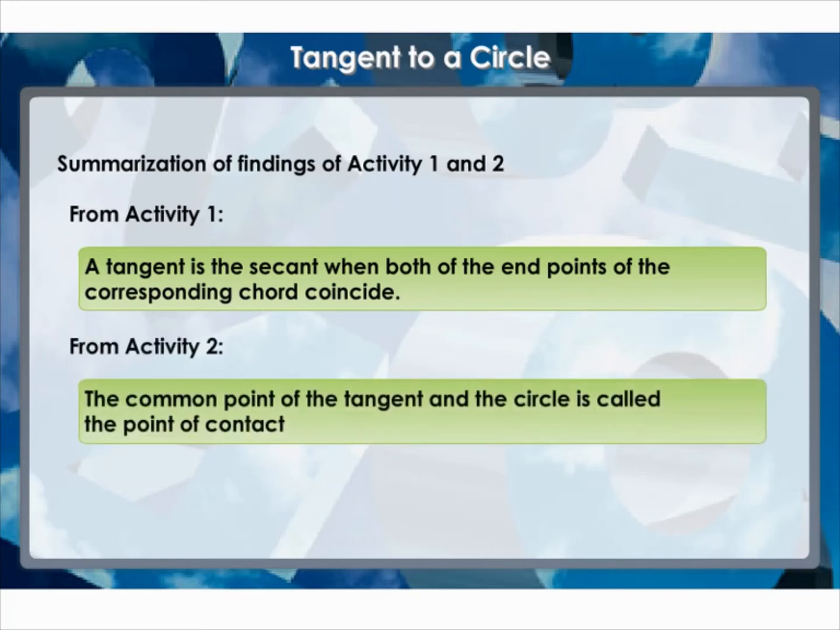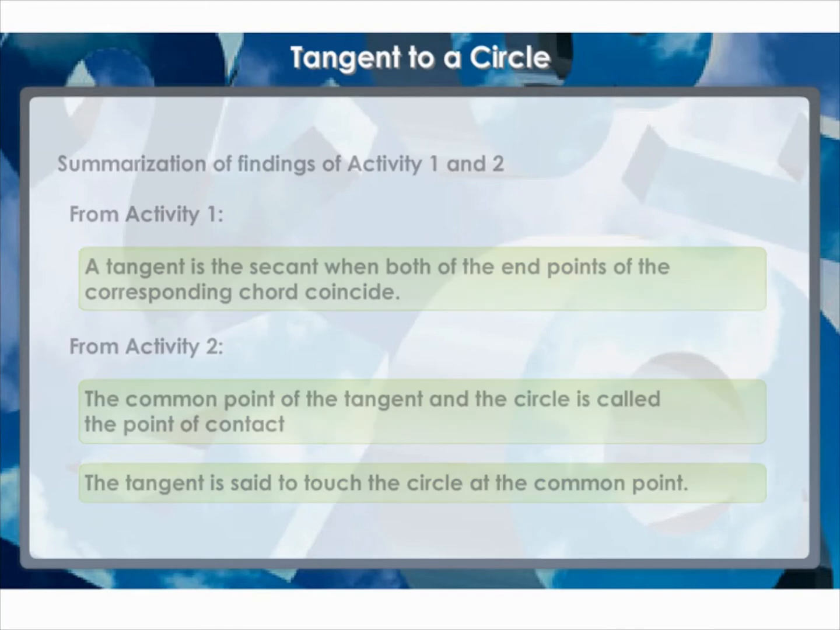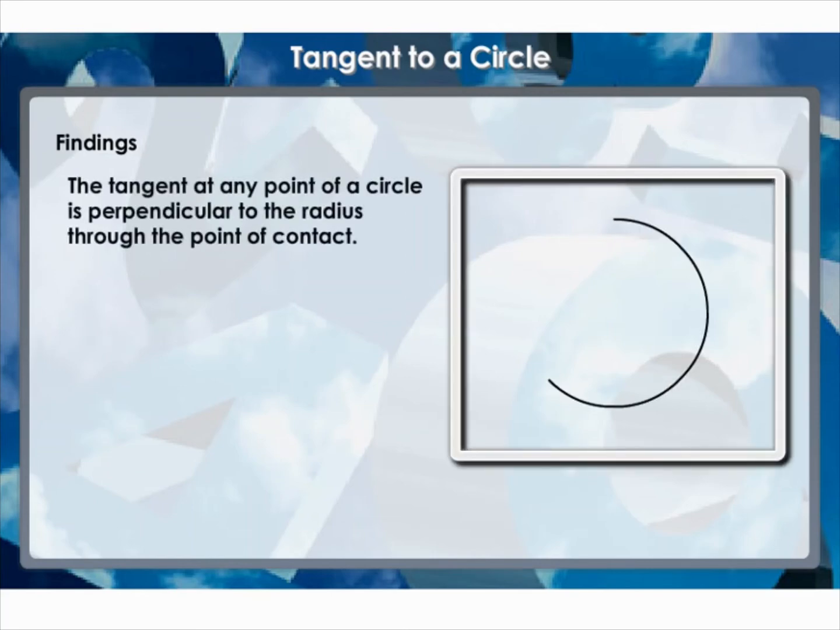The common point of the tangent and the circle is called the point of contact. The tangent is said to touch the circle at the common point. We shall now prove some property of the tangent with the help of a theorem. The tangent at any point of a circle is perpendicular to the radius through the point of contact.